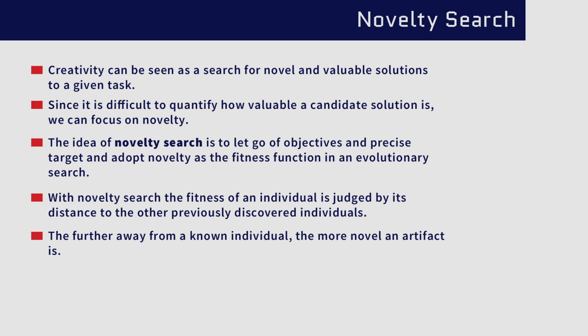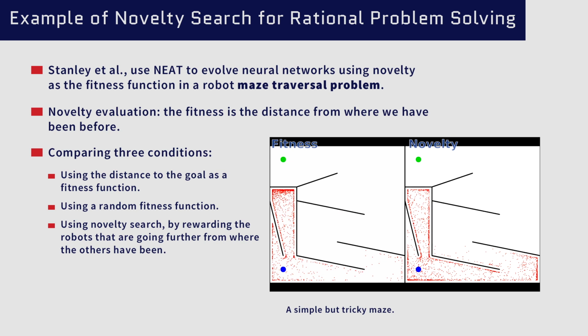With novelty search, the fitness of an individual is judged by its distance from the other individuals produced before. The assumption is that in general, the greater the distance, the more novel a given individual will be. What is stupefying is that we can also solve objective rational problems through novelty search, and sometimes this works better than goal-oriented search. Here, Stanley used the NEAT framework to evolve neural networks using novelty as a fitness function. To use novelty as a fitness function, instead of trying to get closer to the target, we try to maximize the distance from where we have been before.